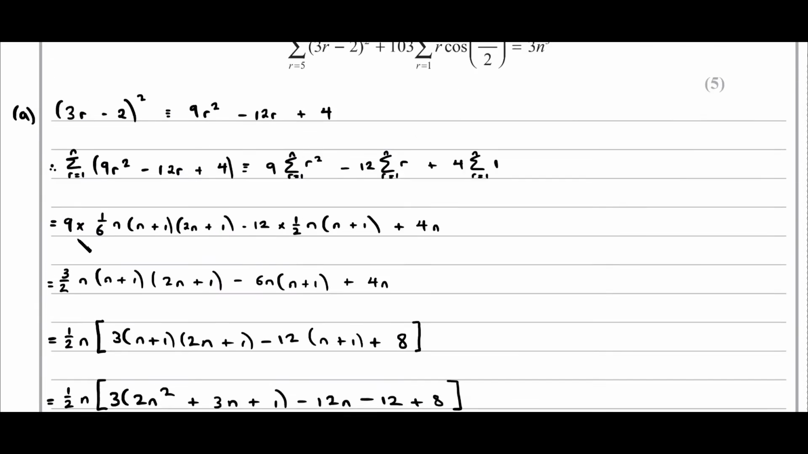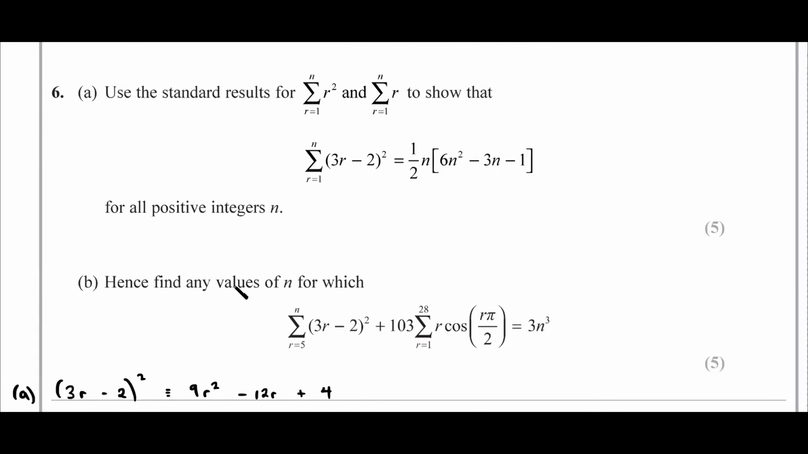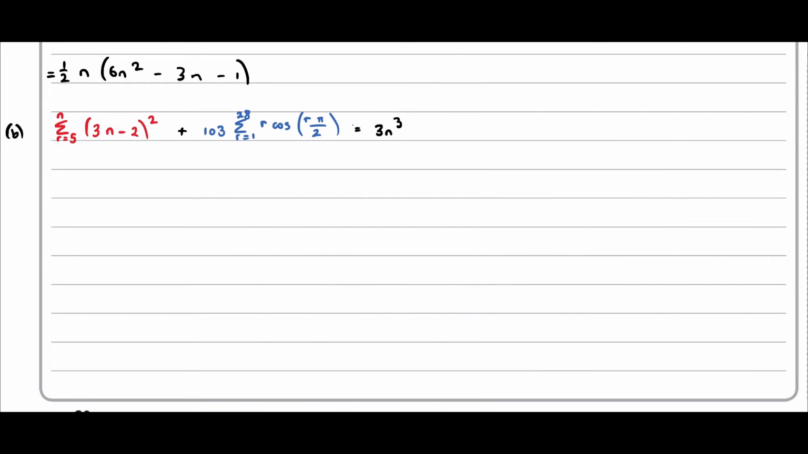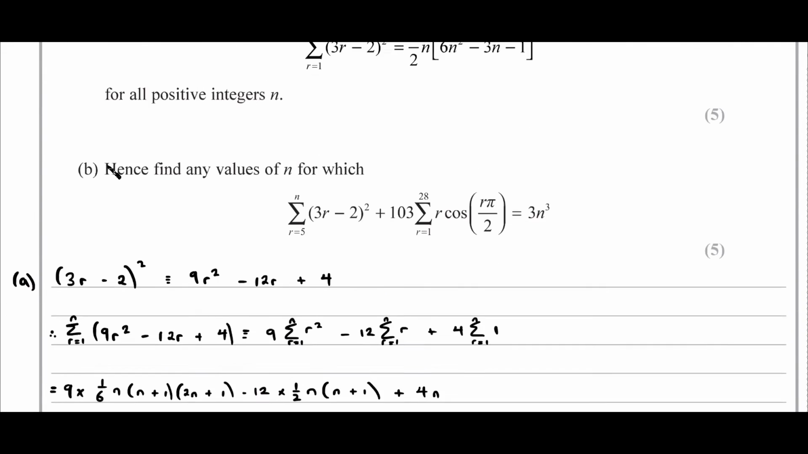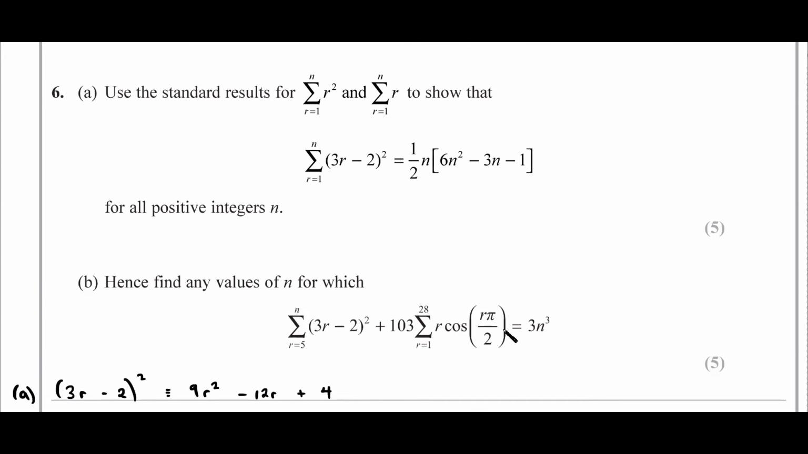Okay, now for part B, hence find any values of n for which the sum from r equals 5 to n of (3r minus 2) all squared, plus 103 lots of the sum from r equals 1 to 28 of r cos(r pi over 2), equals 3n cubed. Okay, so I've written out the question as two separate parts.